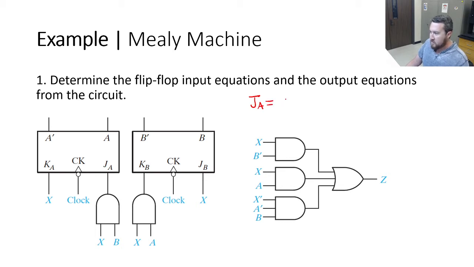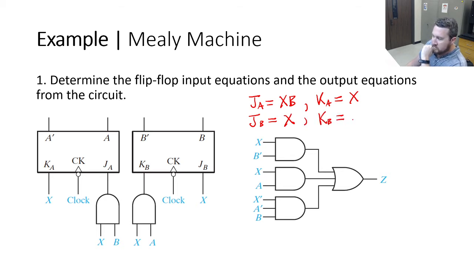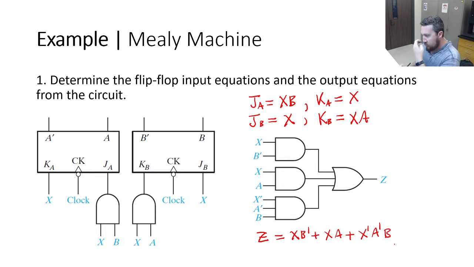JA is just equal to X and B. And KA is equal to X. JB is equal to X, and KB is equal to X and A. And then down here our output equation is Z equals XB prime or XA or X prime A prime B. So now we've got our flip-flop input equations and our output equations. Any questions about this first step in this example?